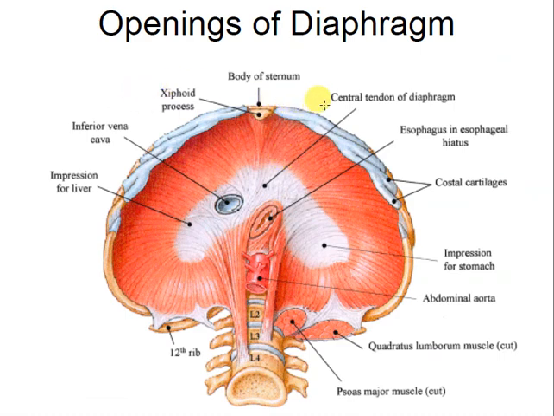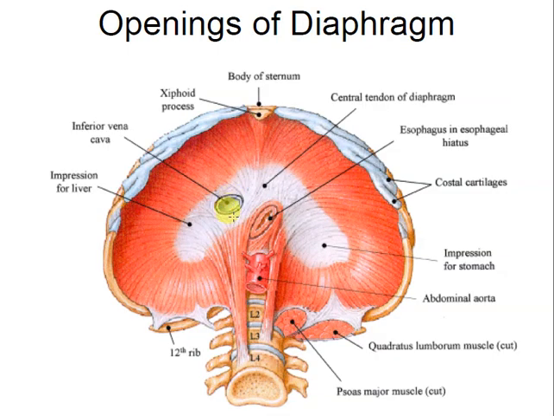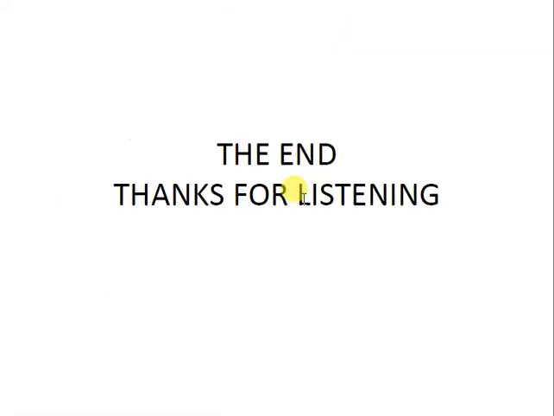From there, the openings of the diaphragm, as you can see, there is the inferior vena cava. We say it passes through the caval opening. So we have the inferior vena cava, and we say what also passes there? The right phrenic nerve. But I see here we label it as the impression of the liver, meaning the liver sits there. The impression of the stomach is on the other side. Then we have the abdominal aorta. Then we have the esophagus in the esophageal hiatus. So it is kind of like that, that is the opening of the esophagus.